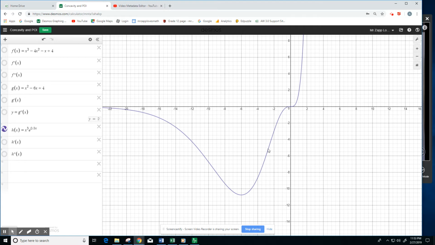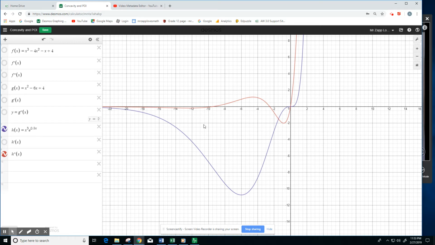And then again, somewhere here, concave down, and then at 0, it seems to change to concave up. So I think I'm actually going to go straight to the second derivative and see what happens. And we see that, well, it's negative, so concave down.